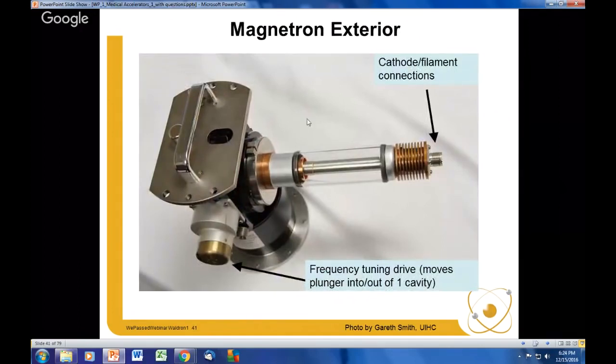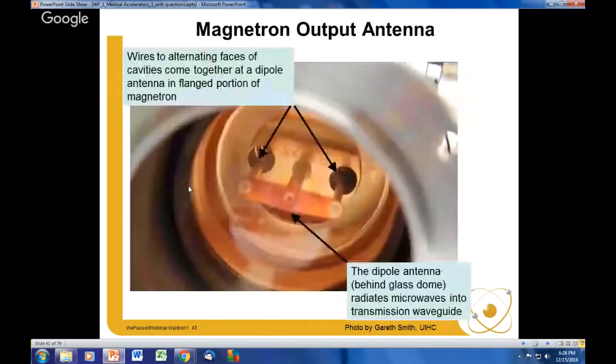Here's a view of the other side of this device. The electrical connections are here. Of course, the anode is ground. Here's the tuner motor that attaches here and drives the plunger in and out of one of those cavities. This is generally surrounded by the pole pieces of an electromagnet to get our magnetic field along the axis.